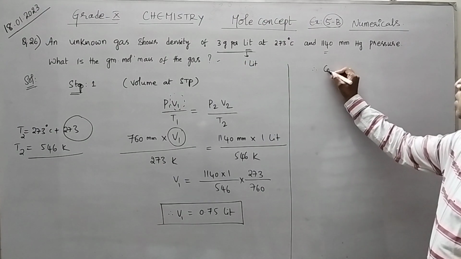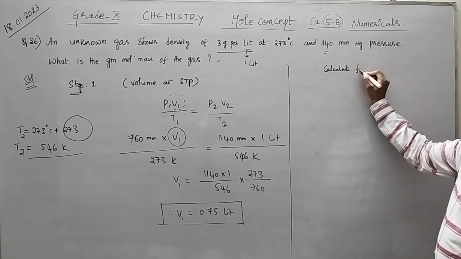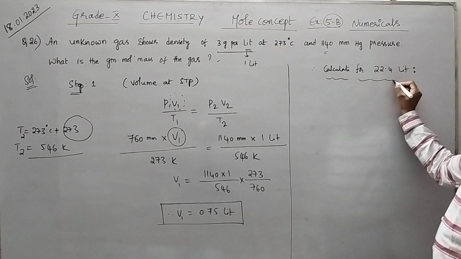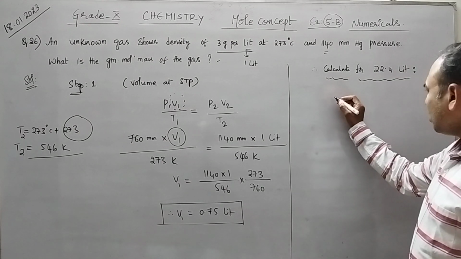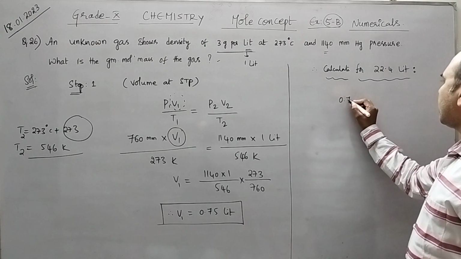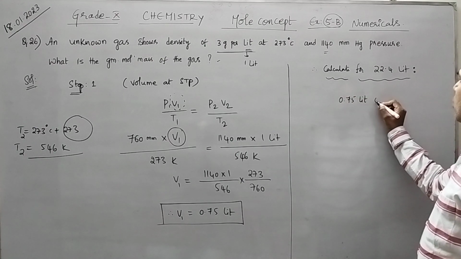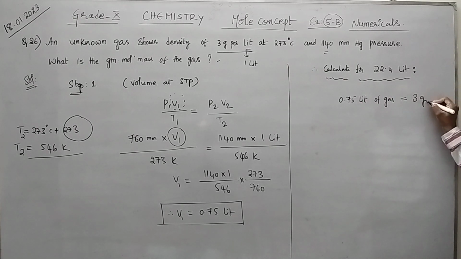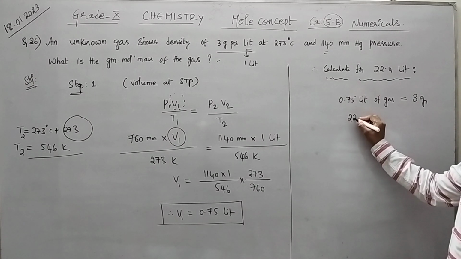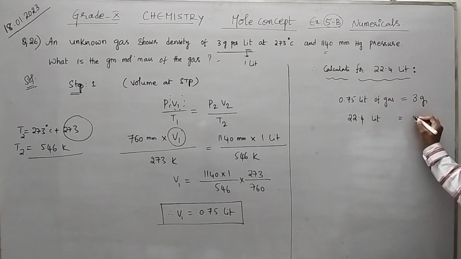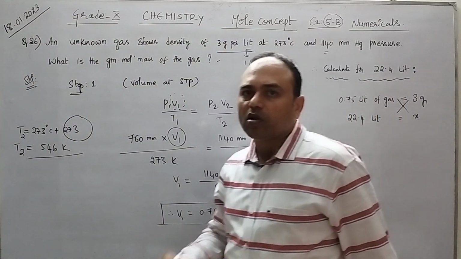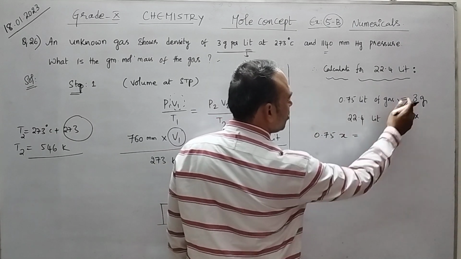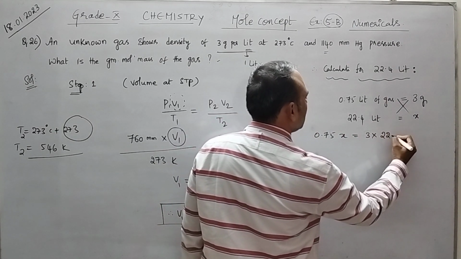So therefore, calculate for 22.4 liters. Now we will write this. 0.75 liters of gas has how much mass? Nothing but 3 grams. So we need to calculate for 22.4 liters, take it as x and cross multiply. What we get? 0.75 x is equal to 3 into 22.4.